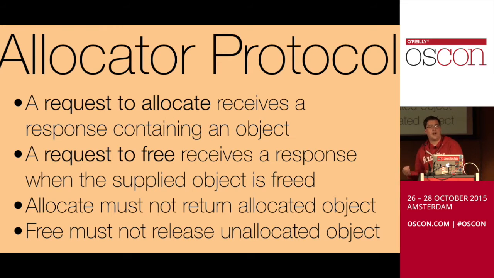In particular, we can define our allocator protocol as having two interfaces. We have an allocation interface that returns us objects that we can use. We have a freeing interface that allows us to release objects. On top of this, we have some constraints. So if we allocate an object, it should never be valid for a subsequent allocation to return the same object unless it's been freed in the meantime. Similarly, you can't free the same object twice.